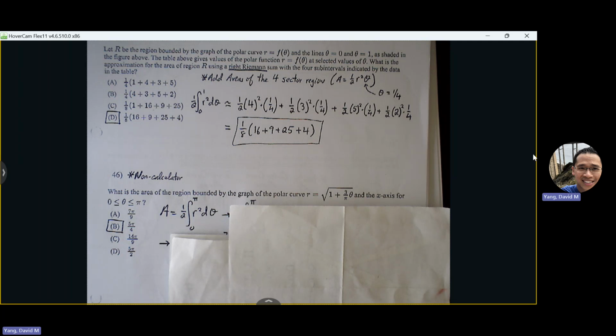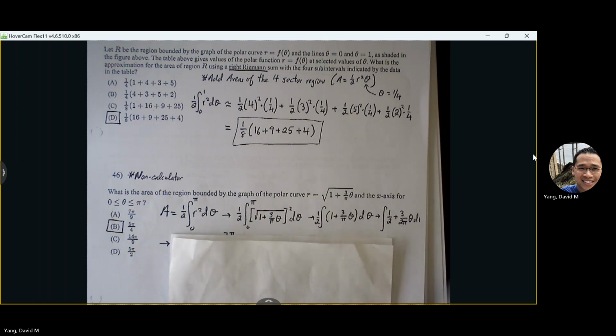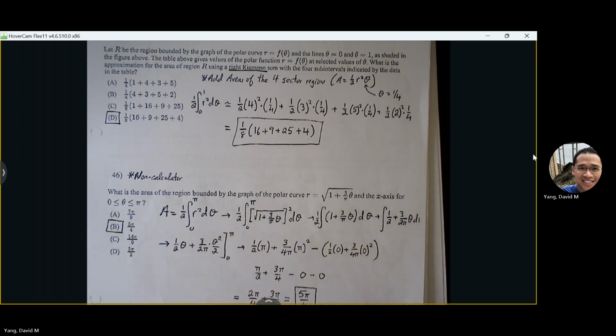46, this is non-calculator. So you know that the area formula is 1/2 integral from a to b of r squared d theta. See if you can work your way through and get to your answer without a calculator. Use substitution, see if that will get you there. Actually, you may not need substitution because that square root and this r squared will cancel each other out. So I think the power rule should be enough.